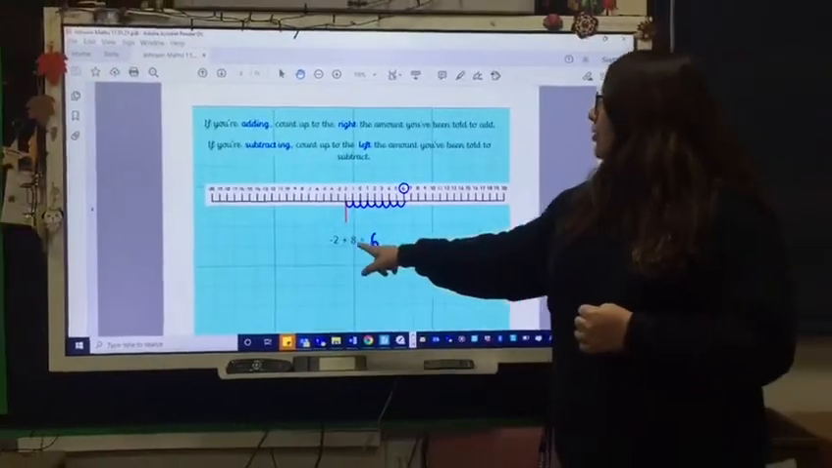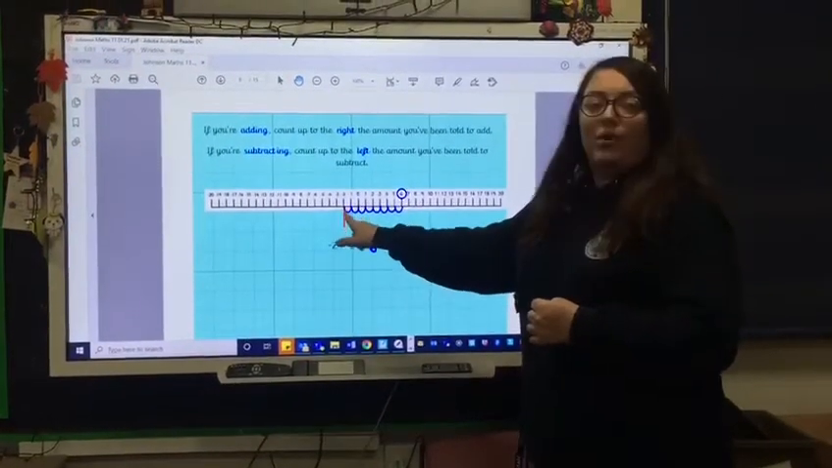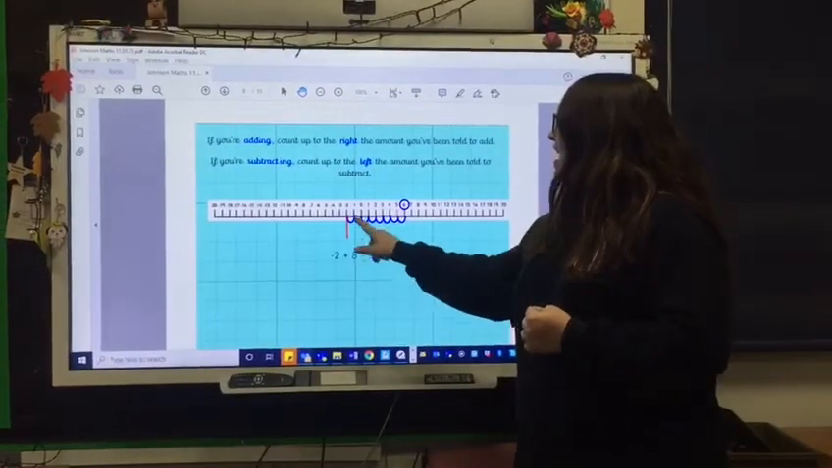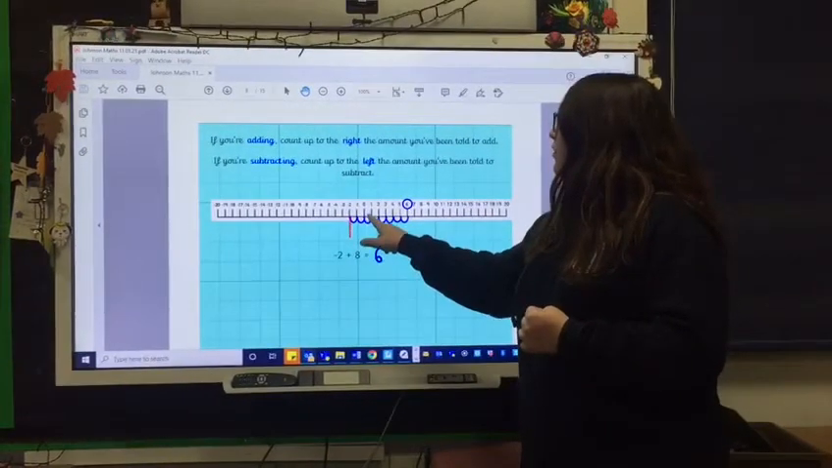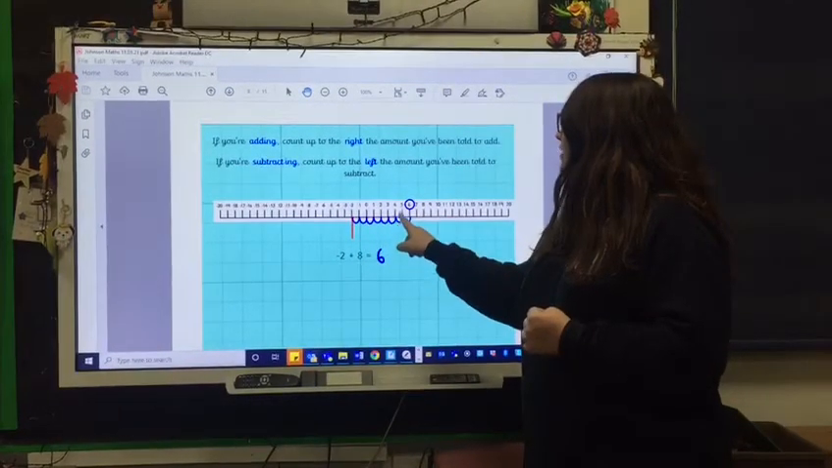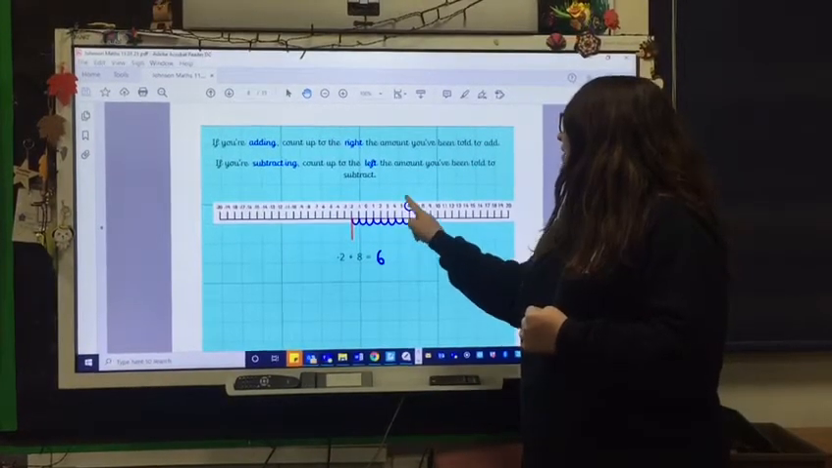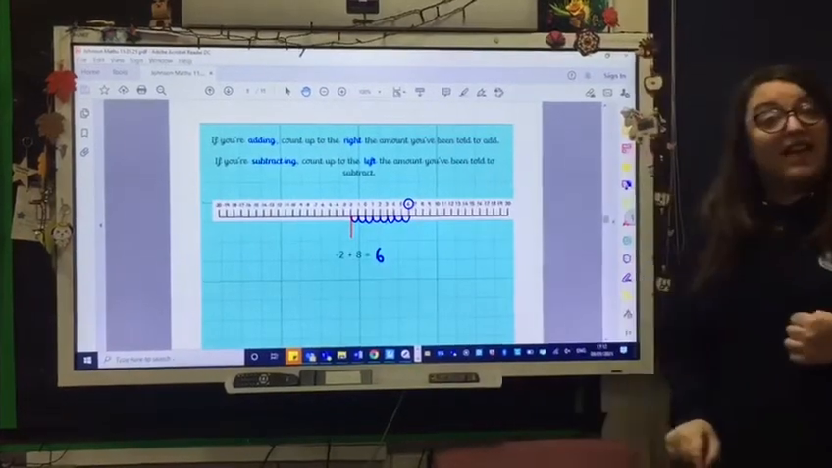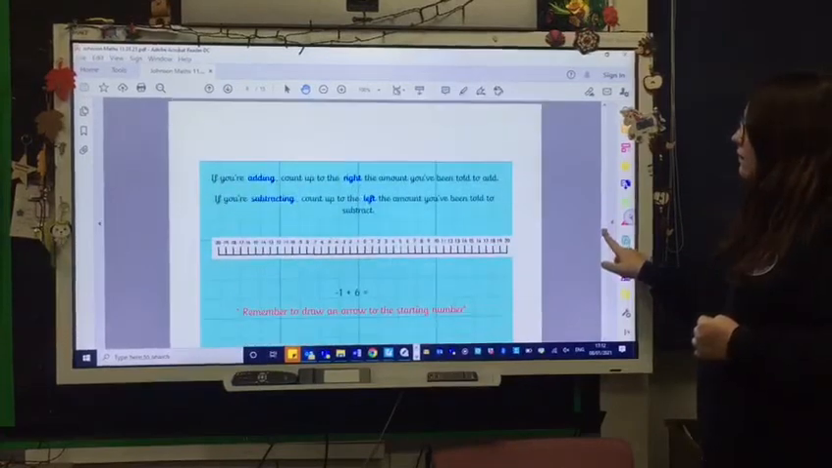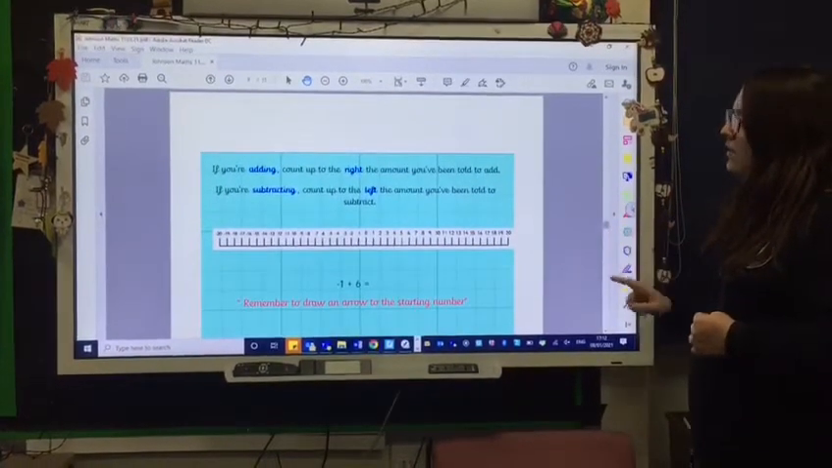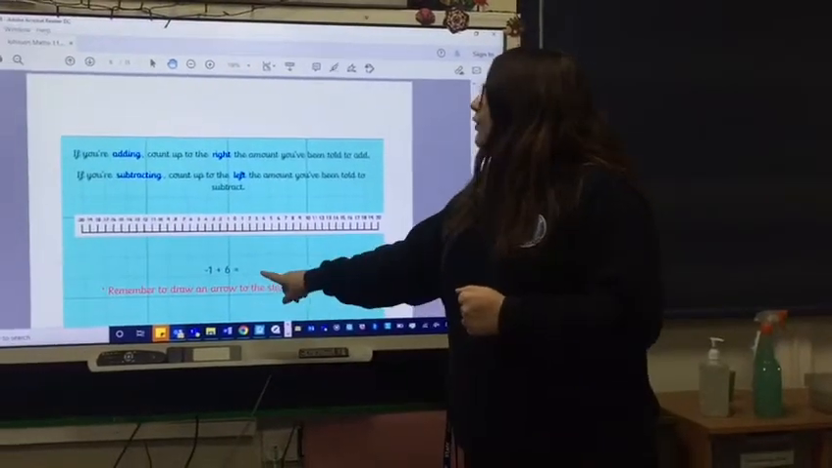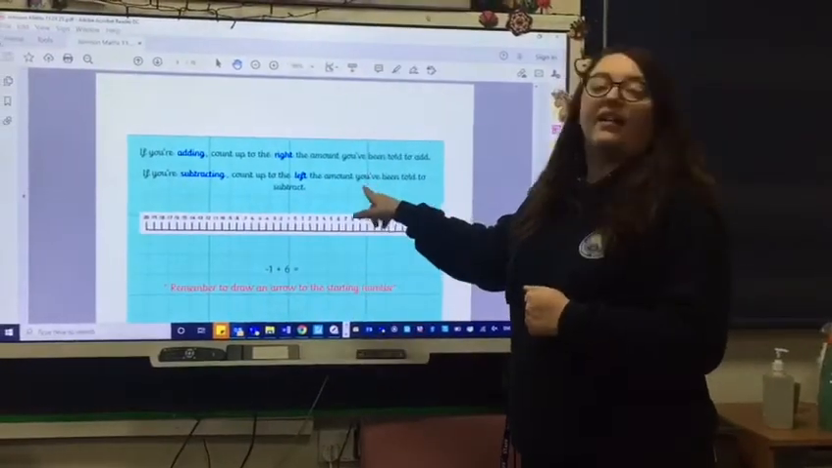So for -2, add 8, you've drawn your arrow to -2, you then need to count up to the right 8 times. So 1, 2, 3, 4, 5, 6, 7, 8. So your answer must be 6. Okay, give this one a go, pause the video, but don't forget to draw an arrow to your starting number. The guide is there to help you.